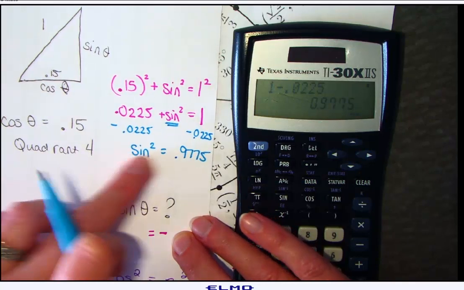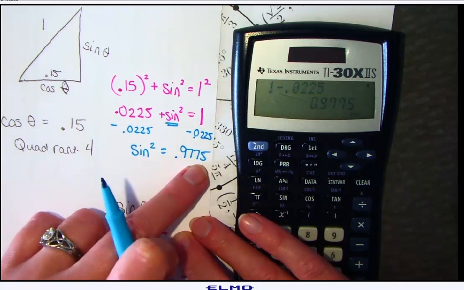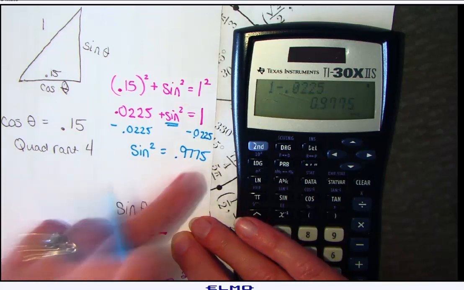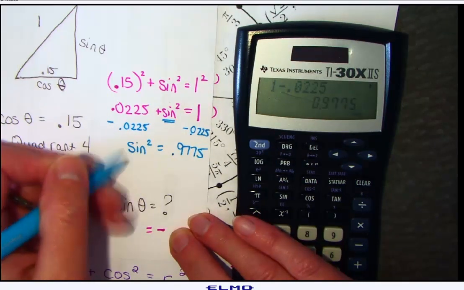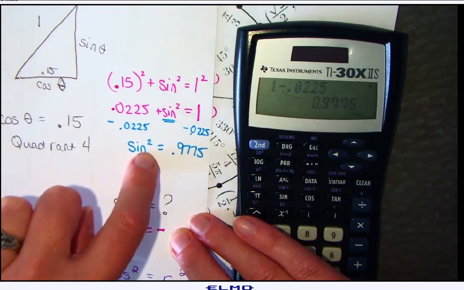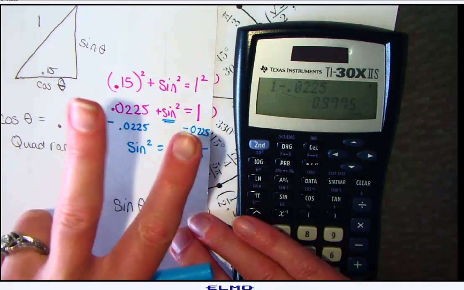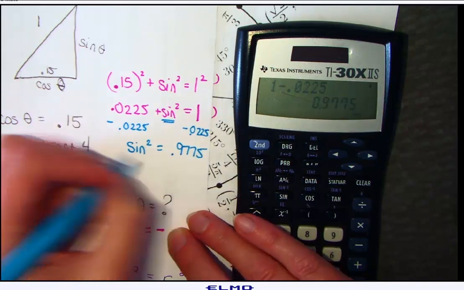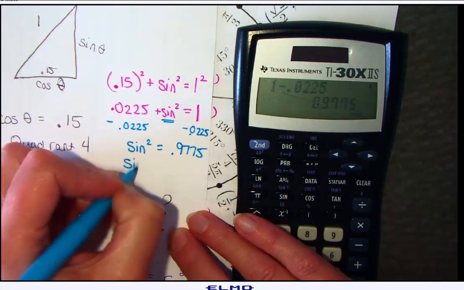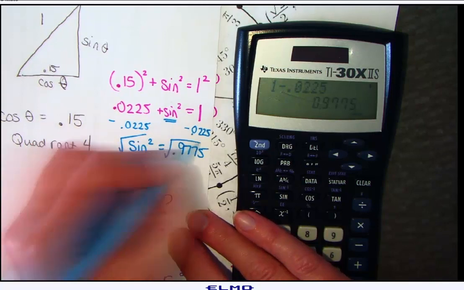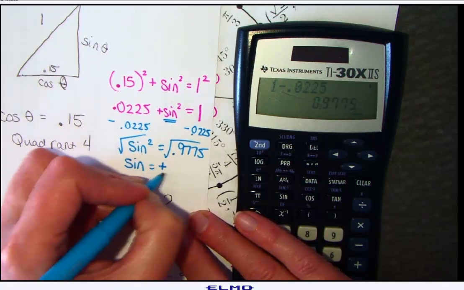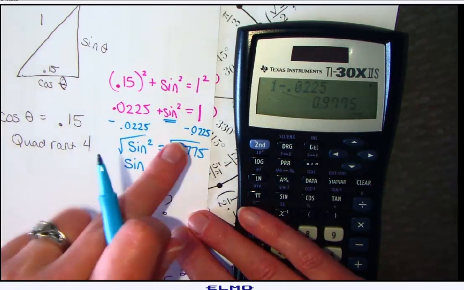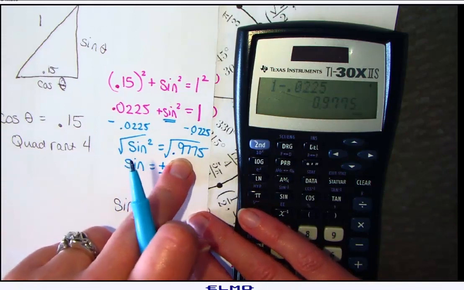Now this is some value squared equals 0.9775. When I take that square root, remember that something squared has two possible answers, a positive one and a negative one. So when I go to take the square root of both sides, I need to think of either the positive or the negative answer to this.